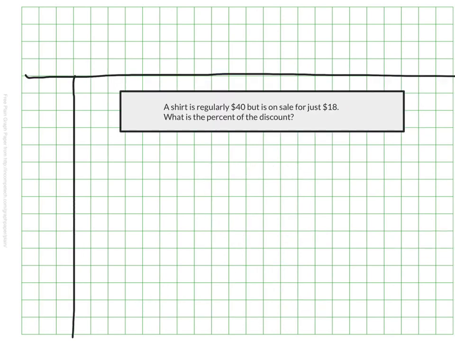Then again, we could see something like this, right? So again, I'm going to use my same equation, but let me see what it is that I know. So I know a shirt is regularly $40, so that sounds like that's the whole. But I also know that the quantity right now is just $18. What I don't know is this percent. That's what's missing. So I'll fill in what I know and I'll solve.